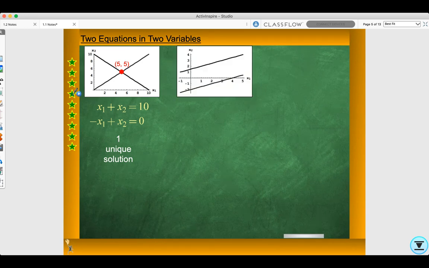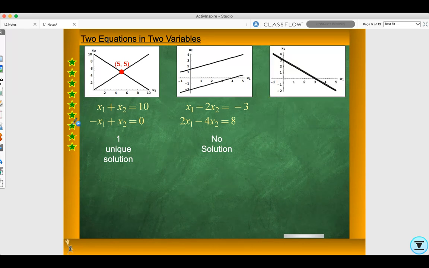Next, let's look at these two lines. They have the equations x1 minus 2x2 equals negative 3, and 2x1 minus 4x2 equals 8. This has no solution, since the lines will never intersect. And then the last one, we have x1 plus x2 equals 3, and negative 2x1 minus 2x2 equals negative 6. Infinitely many solutions, because both of these lines are the same. They are on top of each other.